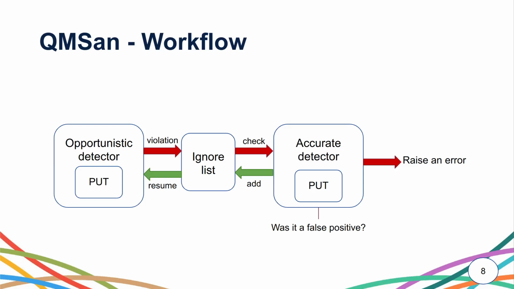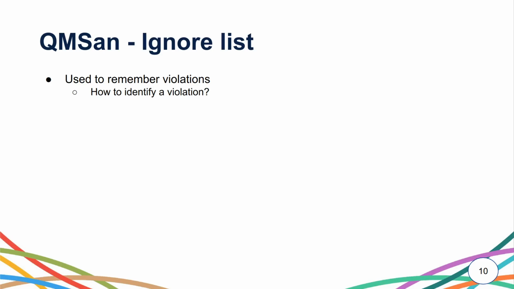because we successfully detected a use of uninitialized memory error. The key idea behind this design is that we are going to use the opportunistic detector in the vast majority of the runs, which is very fast, and only use the accurate detector in a few runs to detect the true errors, the true use of uninitialized memory errors. Now, this setup needs an ignore list to remember what violations are safe to avoid executing the accurate detector too many times. It is very crucial that we identify successfully every violation because if we use too shallow properties, we may end up having false negatives.